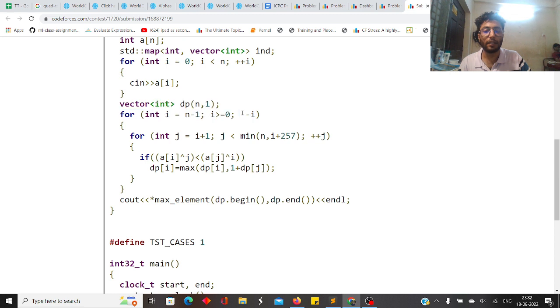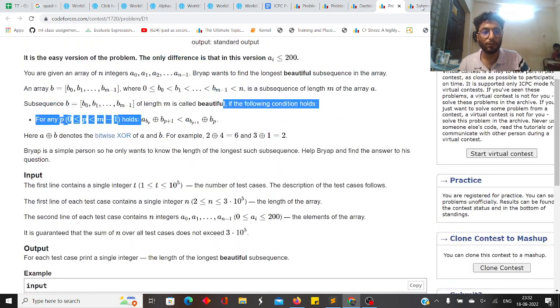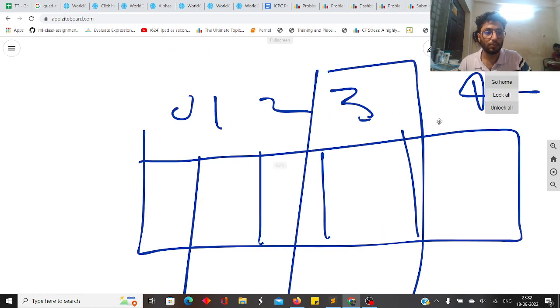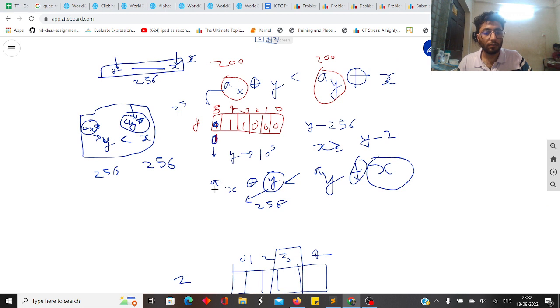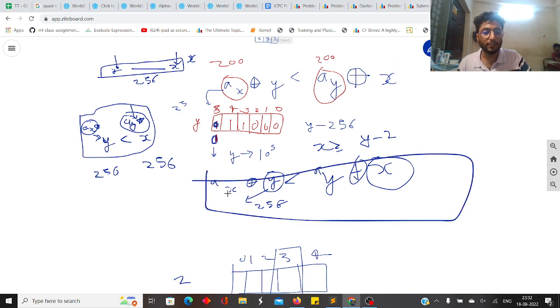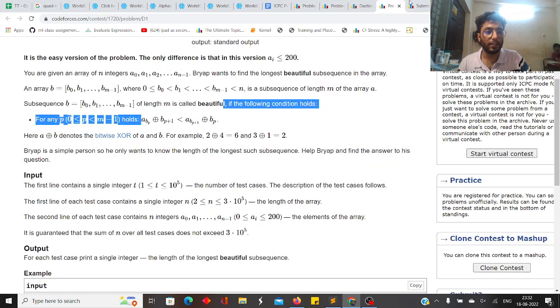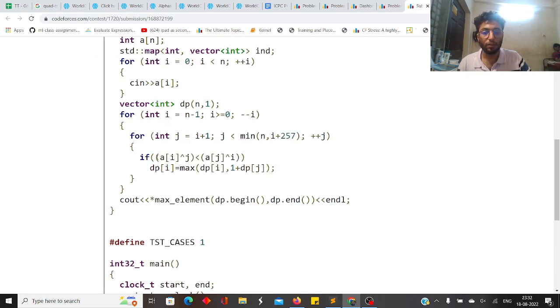You can always choose a subsequence of length 1. So I initialize my DP array with 1 and I start iterating from the last element itself. For each element I iterate through all the corresponding elements starting from i plus 1, up to a maximum of i plus 257. For that case I check whether the condition is satisfied or not. I explained it over here: what I want is that A[x] XORed with y should be less than A[y] XORed with x. This is what I'm implementing.